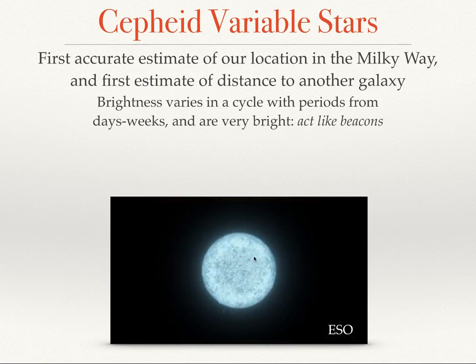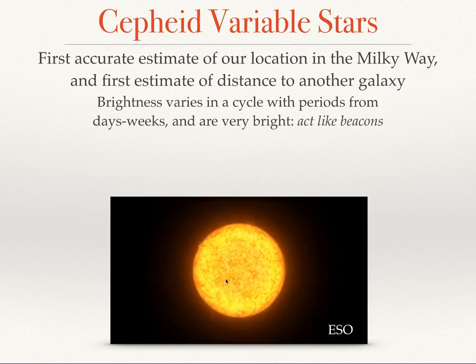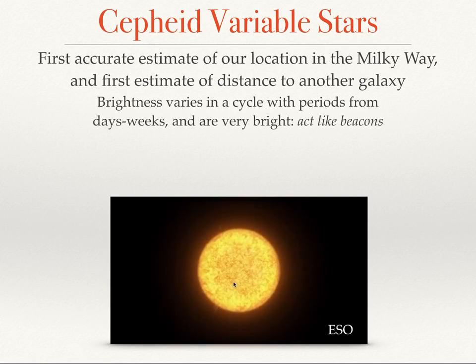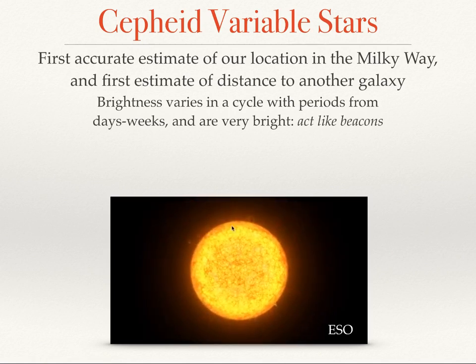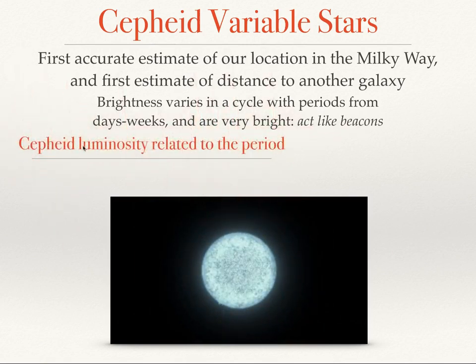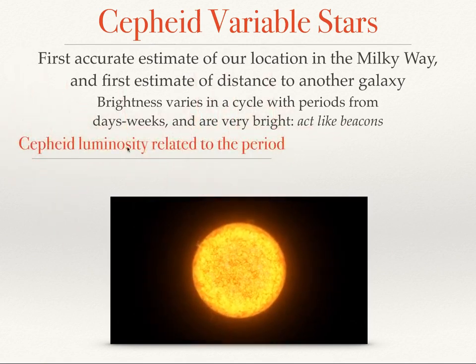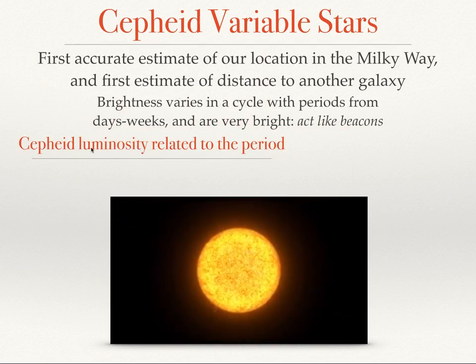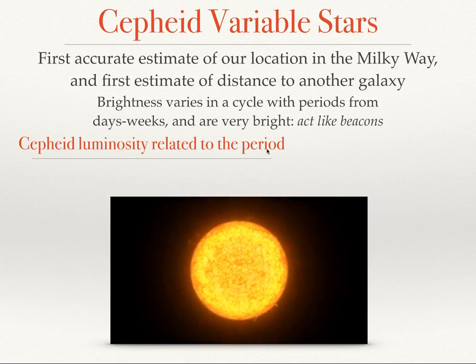And so as the animation suggests here, these things change in size with time. We call them now pulsating variable stars. It was not known for decades what these things actually were physically, but the key relationship of interest to astronomers was discovered, as I said, before we understood what they were. And this relationship is between the luminosity of a Cepheid and its period.